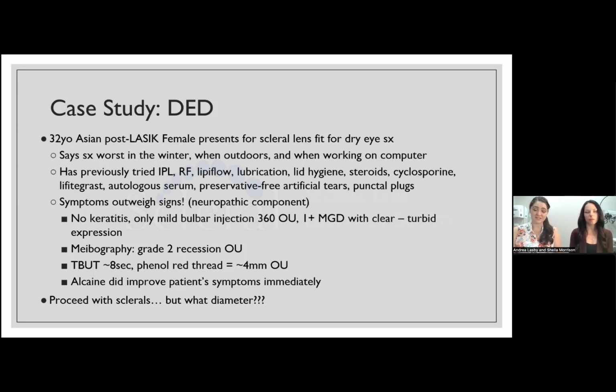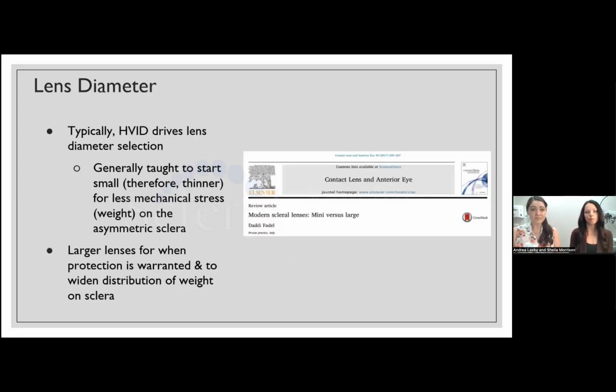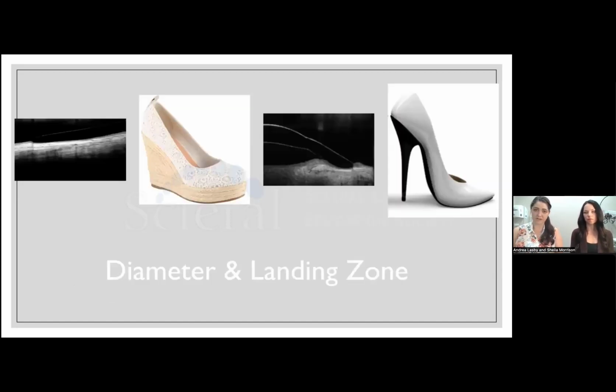She's in to see us because she's tried everything else, but what do we start with? Generally, from the studies out there, your horizontal visible iris diameter does drive your lens diameter selection. Generally, the smaller the lens, the thinner it can be, and the less mechanical weight on an asymmetric sclera there is. So you can be a little bit more spherical with your edge design if you're going a little bit smaller. But larger lenses are really nice when you want good protection, and especially for dry eye, it really helps to distribute the weight of that lens all over the sclera.